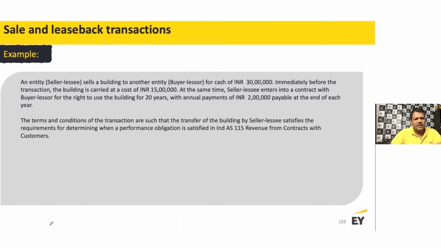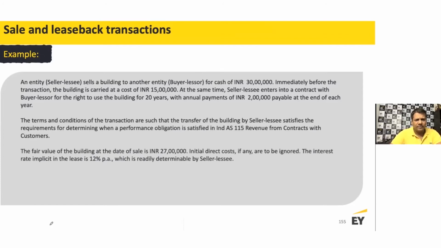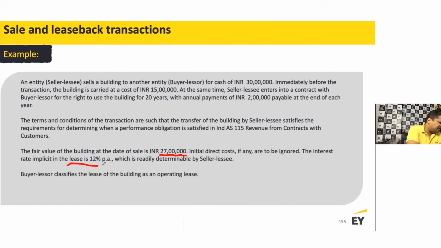Now, the terms and conditions of the transaction are such that the transfer of the building by the seller satisfies the sale requirements under Ind AS 115. That information is given. The fair value of the building sold on the date of sale is actually 27 lakhs, okay? Not 30 lakhs. I sold it for 30 lakhs, but the fair value was only 27 lakhs, okay? Initial direct costs, if any, are to be ignored. The interest rate implicit in the lease is 12%. That information is also given.